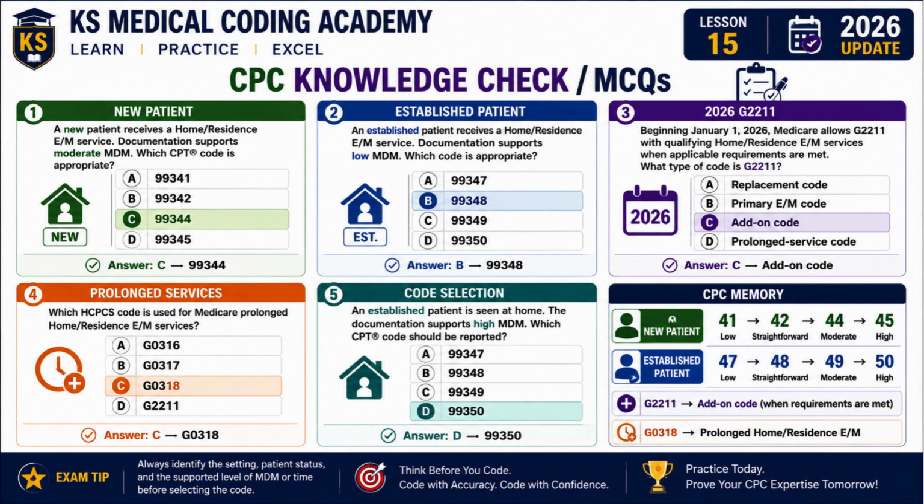Let's test your knowledge with 5 quick CPC questions. Question 1. New patient with moderate MDM? 99344. Question 2. Established patient with low MDM? 99348. Question 3. What is G2211? An add-on code. Question 4. Prolonged home or residency, M? G2318. Question 5. Established patient with high MDM? 99350. Remember the key sequence. New: 41, 42, 44, 45. Established: 47, 48, 49, 50. Great job. Keep practicing.